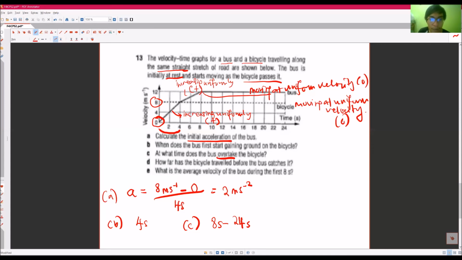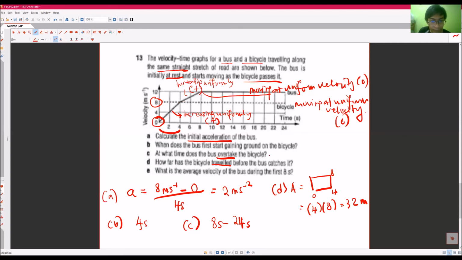D. How far has the bicycle traveled before the bus catches it? So it means that we have to find the area under the graph for this section here before the bus overtakes it. So the area is actually not a square, a rectangle: 8 height and 4 base. So 4 times 8 becomes 32 meters.